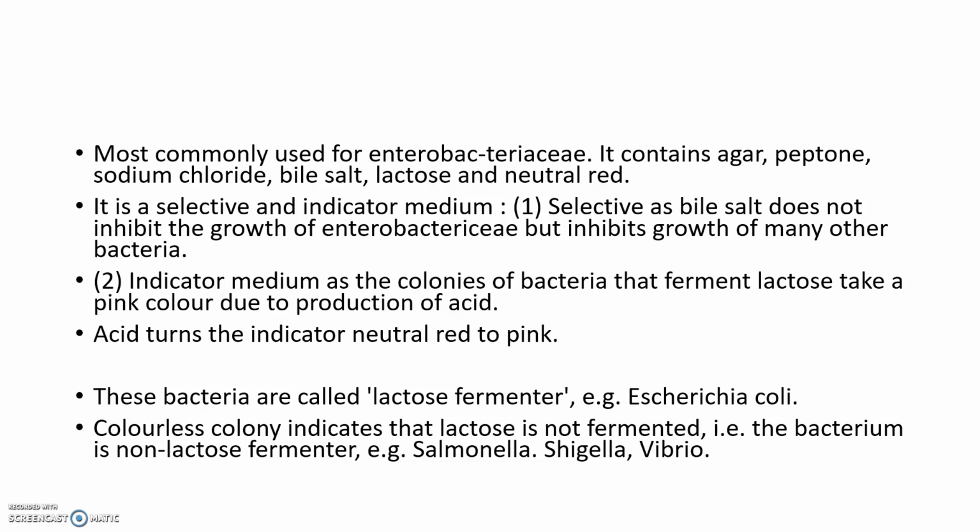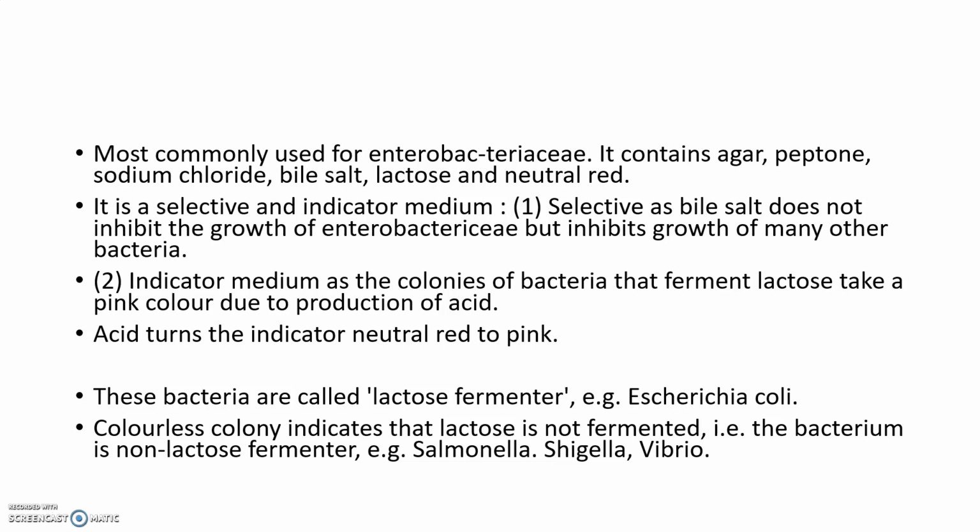So why is this medium called an indicator medium? Because the colonies of bacteria, if they ferment lactose, take a pink color because of the production of acid. As a result of the acid production by the fermentation, it turns the indicator present in the medium, which is neutral red, pink in color. That is why the lactose fermenting colonies appear pink in color.